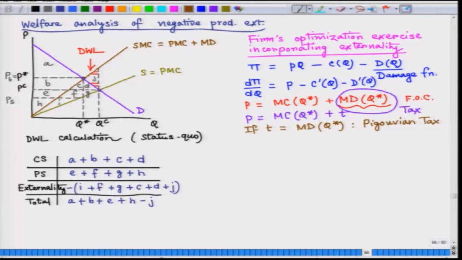So, now we are going to discuss, if a Pigouvian tax is implemented, then what is going to be the welfare implication of that tax. Before we do that tabular analysis of welfare calculation and deadweight loss calculation, let us see how a Pigouvian tax is to be implemented on the graph that we had earlier.